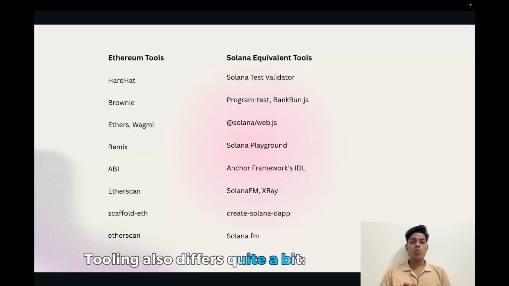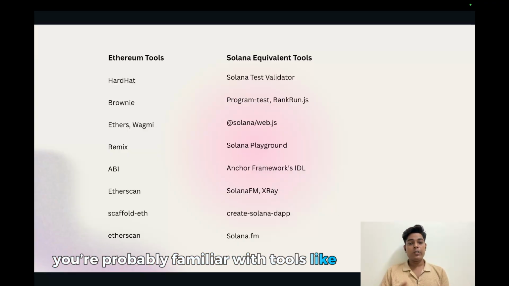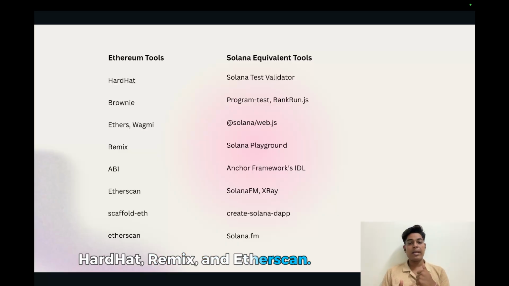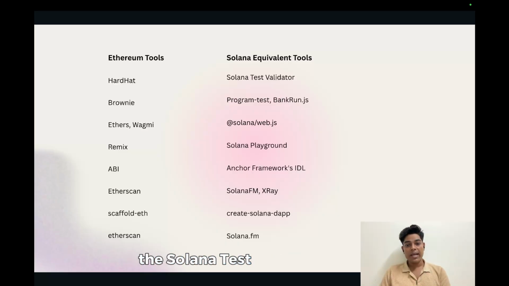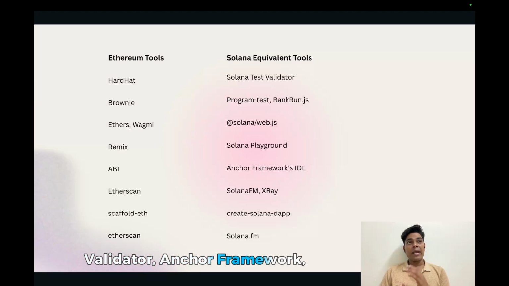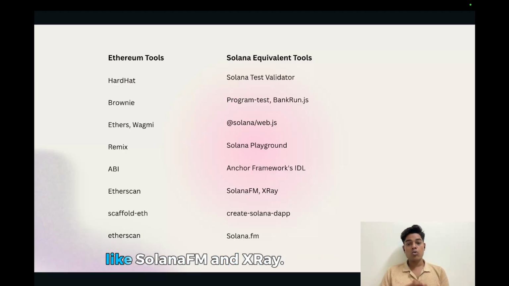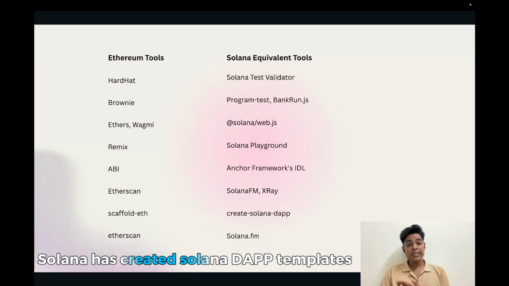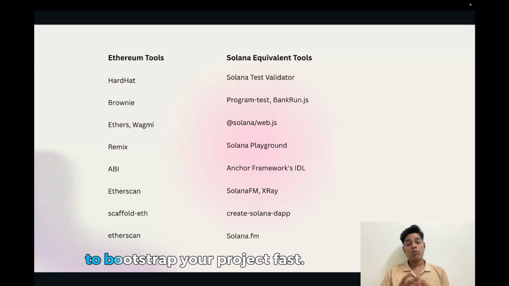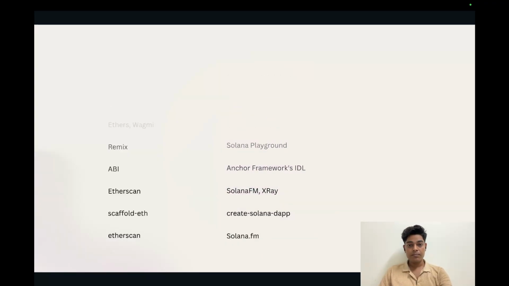Tooling also differs quite a bit. If you are coming from Ethereum, you are probably familiar with tools like Hardhat, Remix, and Etherscan. Solana has equivalents: you have the Solana Test Validator, Anchor Framework, Solana Playground, and block explorers like SolanaFM and X-Ray. Just like Ethereum has scaffold-eth, Solana has created Solana Dev templates to bootstrap your project fast.